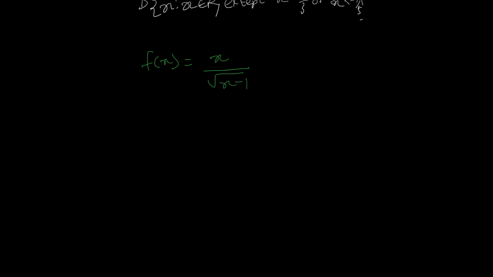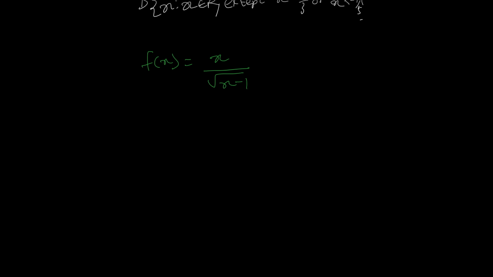You can also have the radical in the denominator. For example, f of x equals x all over square root of x minus 1. In this case, the denominator is the root. The denominator is the root. And we are supposed to also equate the expression inside the radical sign to less than 0.